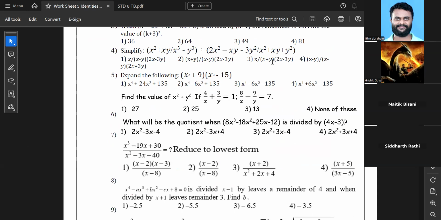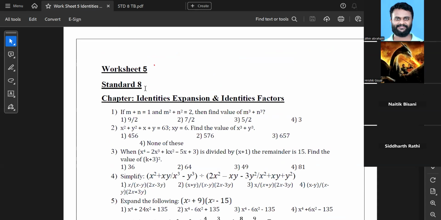Now we have to simplify this expression. Let's see how we can simplify here. First of all, I'll have to write it in. Wait, I need some space to write. This is the expression. In the fourth one, x square plus xy, from that I'll take x as common. When I take x as common, I'll be left with x plus y, right?